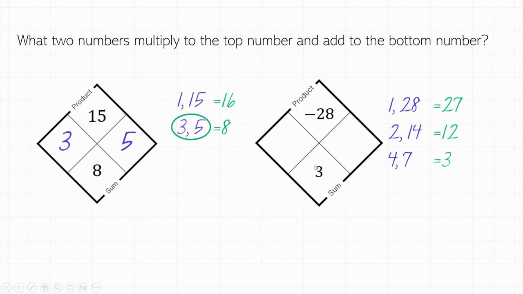And if we look at the bottom number, we're going for a sum of 3. If we had kept them both positive, 4 plus 7 would be 11, but we want a difference of 3. So I'm going to go with negative 4 and positive 7. I put the negative with the 4. Negative 4 plus 7 equals 3. And when we multiply them, negative 4 times 7 equals negative 28.